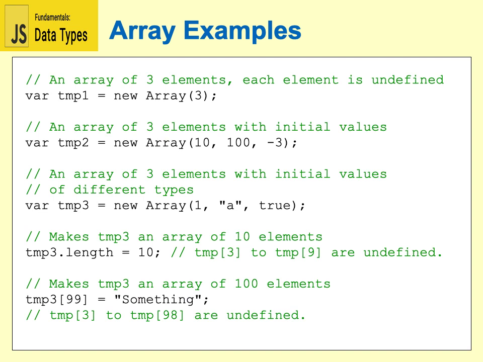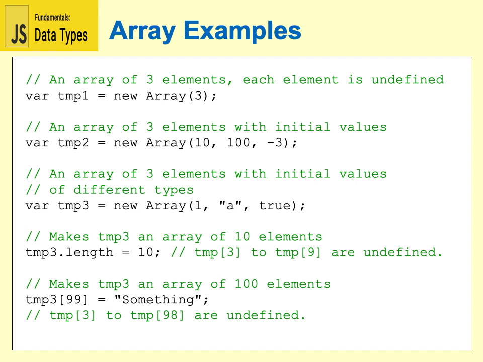Then we are changing the size of an array. See the tmp3 statement, where tmp3 is equal to new Array with 3 values. The size of the tmp3 array is 3. We need to make the length of that tmp3 array 10. For that we will be using the statement tmp3.length = 10.